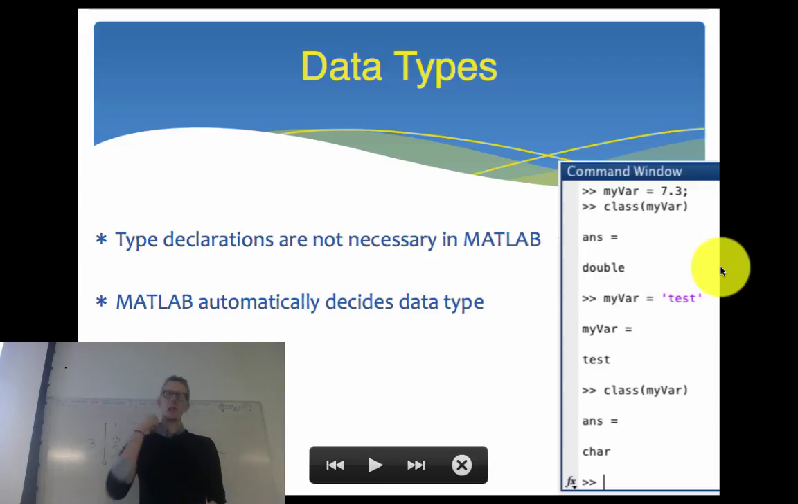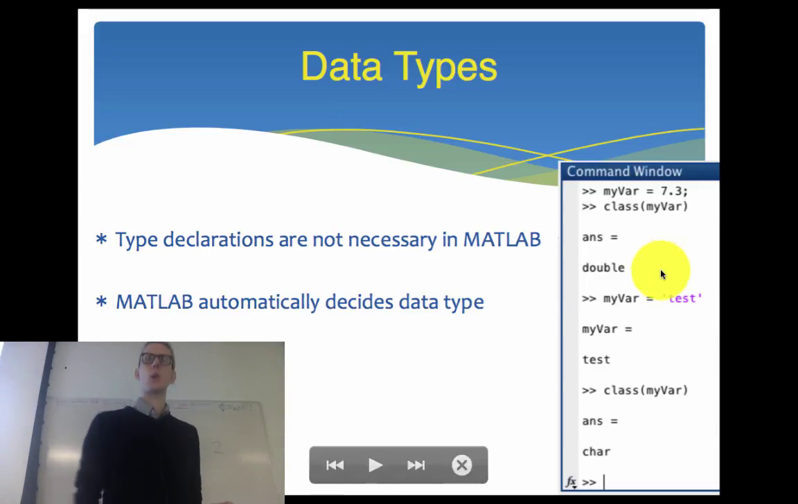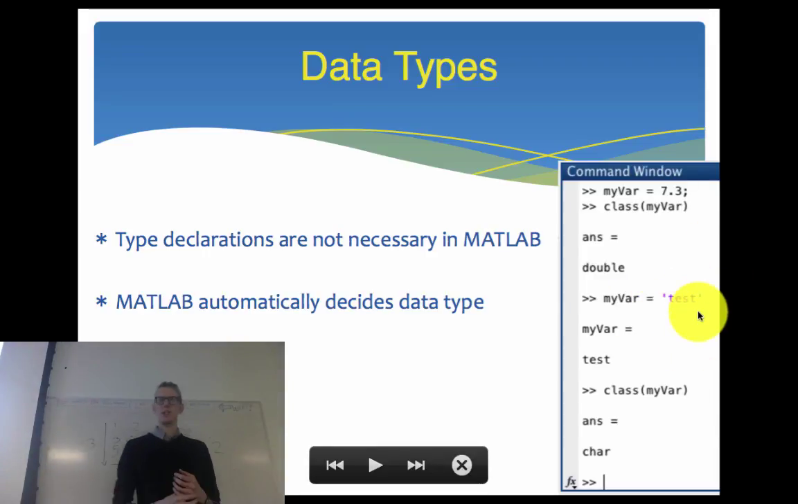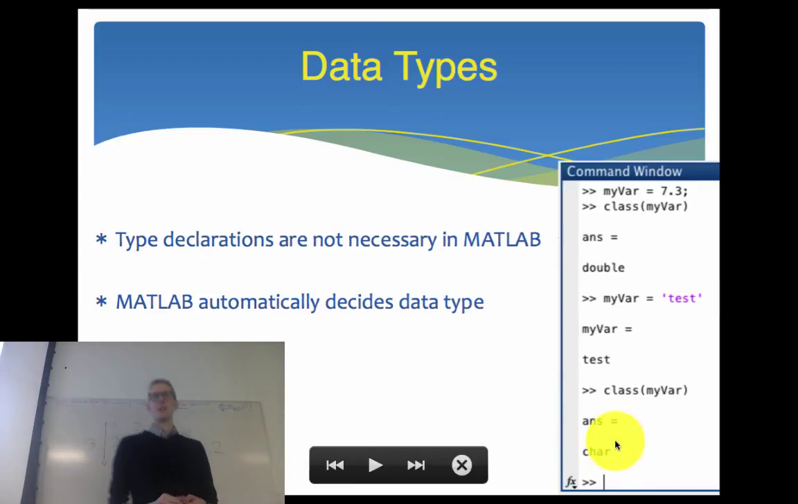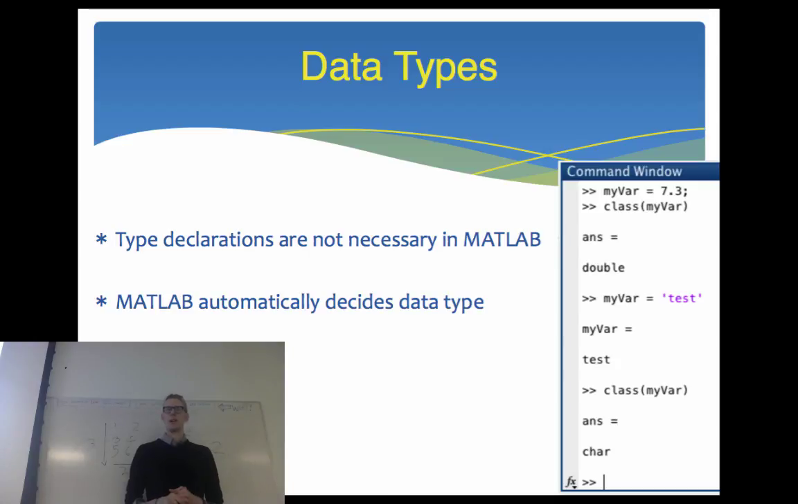If I do myvar equals test in quotes, this is the string data type we might expect, I can then do class of myvar, and it will tell me that it stored it as a char. Now this is a character array. This means that MATLAB is thinking of these words as a list of characters. We'll see some more about that soon, but what it basically means is that the word test is actually a list that contains the letter T, then the letter E, then the letter S, then the letter T. So it's a list of char data types.